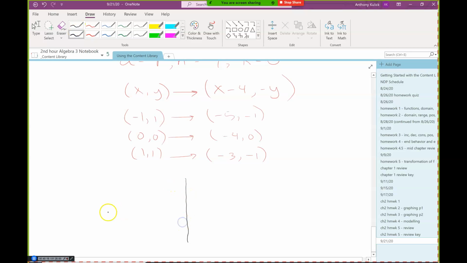We'll plot our points then. 1, 2, 3, 4, 5. Negative 1 down. So negative 5, negative 1. Negative 3, negative 1. So there's my graph. And then what would the domain be for this function? Good. Always that for absolute value functions, every single time. And then what would our range be?